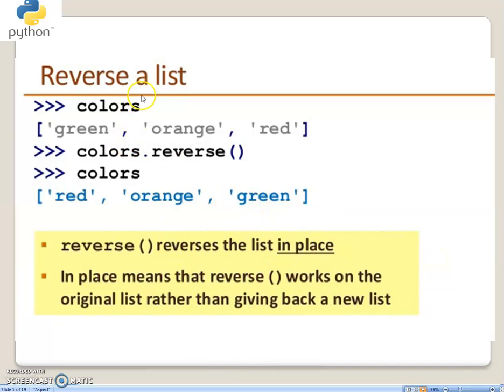That is reverse list: simply reverse it. It will bring the last element as the first element and the first element as the last element. Reverse this list in place. In place means the reverse works on the original list rather than giving back a new list.